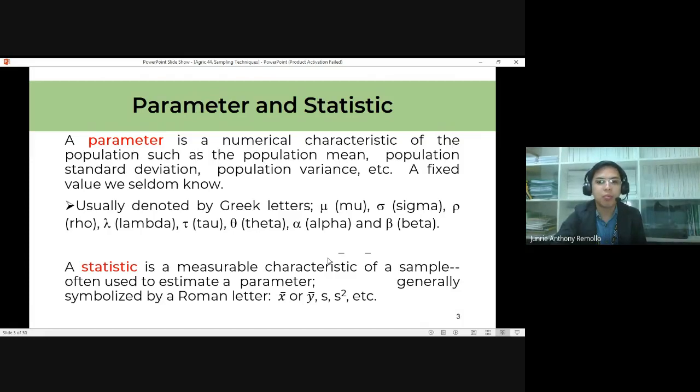Okay? Most likely in our discussions in statistics, what we are trying to measure is the statistic. Meaning we only need to obtain the value from the sample, which is a subset of the population. Though for instructional purposes, we also need to illustrate how we can compute the population standard deviation, population variance, etc. But when we apply it in reality, we only measure the sample. The measurable characteristic of the sample is called a statistic.